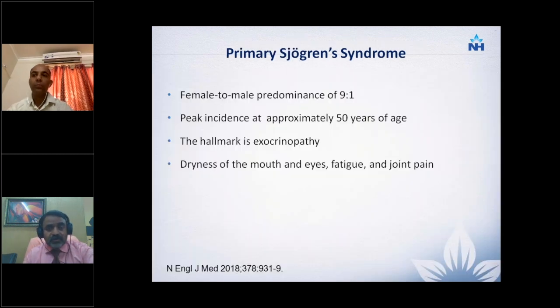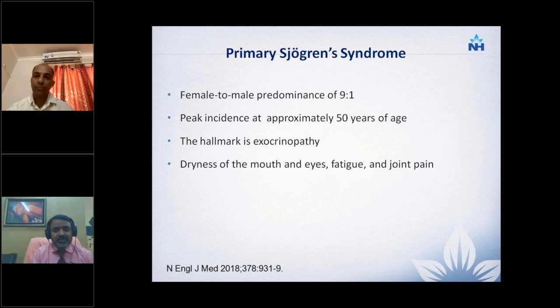When to suspect it: usually these patients are middle-aged females in the perimenopausal age group, nearly about 50 years of age, with female predominance of almost 9:1. The pathological hallmark is exocrinopathy, which involves the lacrimal and salivary glands, and clinically it manifests as dryness of the mouth and eyes, keratoconjunctivitis sicca in the eyes and xerostomia in the mouth, associated with fatigability, which is a very systemic feature of this primary Sjogren syndrome.